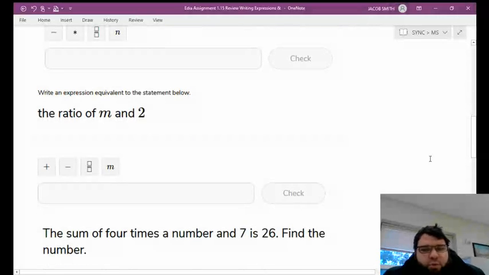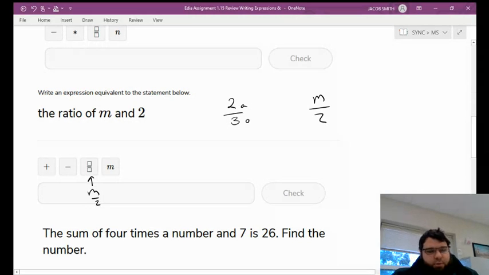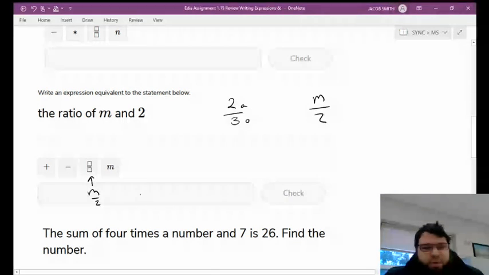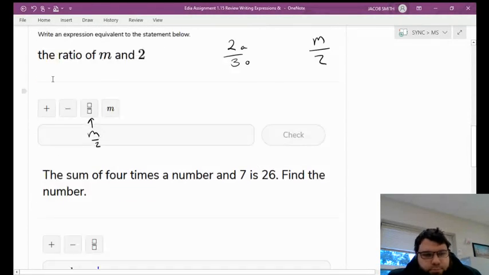Then ratio. So ratios, we have like a fraction, right? We have 2 apples for every 3 oranges. That's a ratio. Well, that's also a division box, right? So that ratio of m and 2 would be m over 2. And if you're not sure, that's how you're gonna get that line division bar in the answer. You're gonna use that box, put the m in the top and the 2 on the bottom.